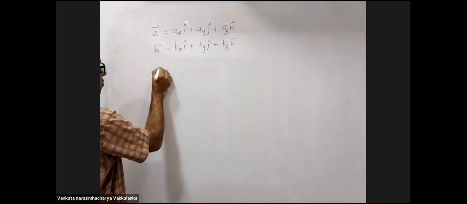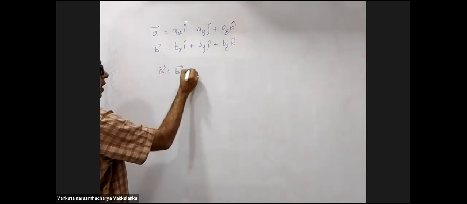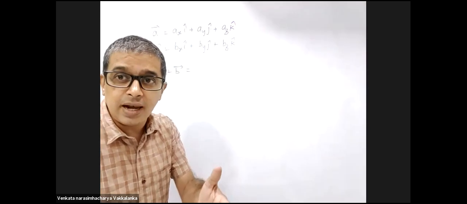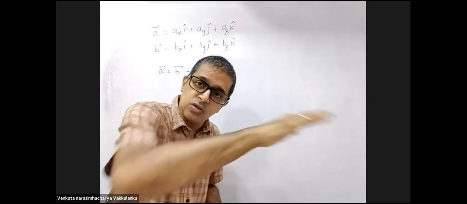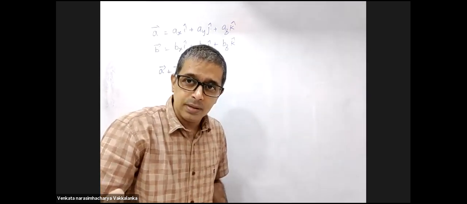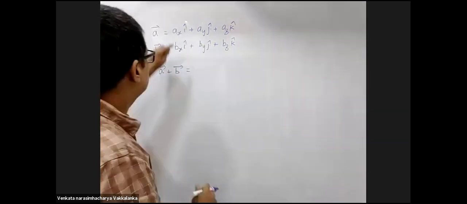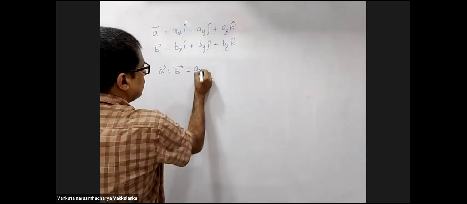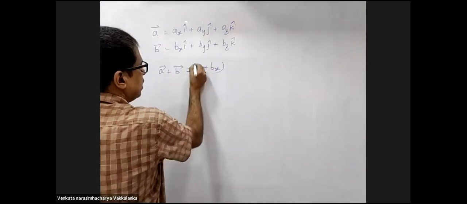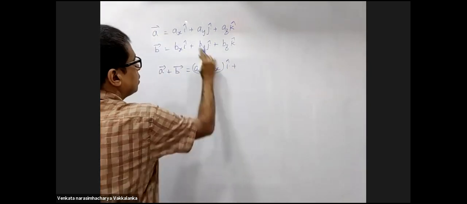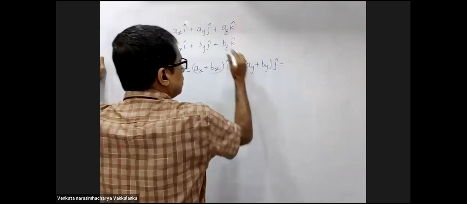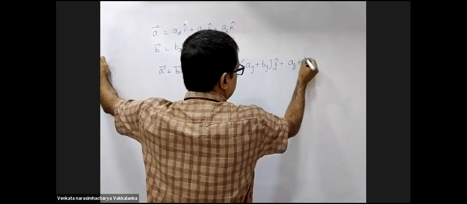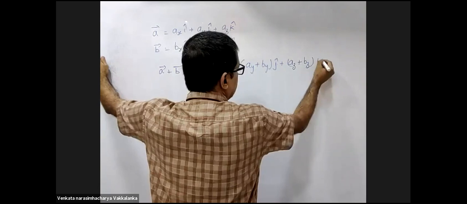You asked me for A plus B. How easy the calculation is. All vectors along the x-axis, you can add them up in the same direction. So this will become ax plus bx i cap, ay plus by j cap, az plus bz k cap.